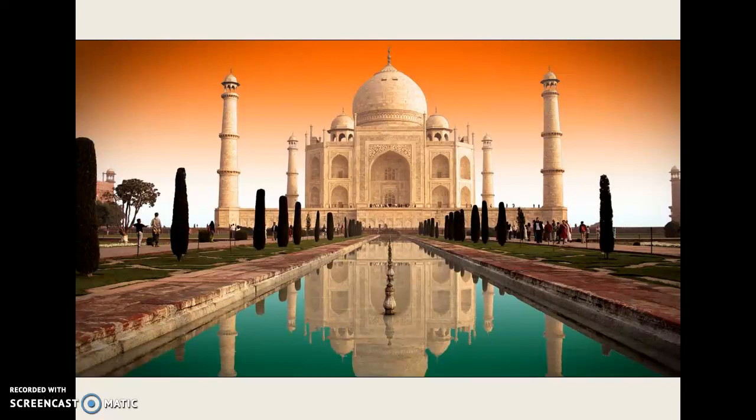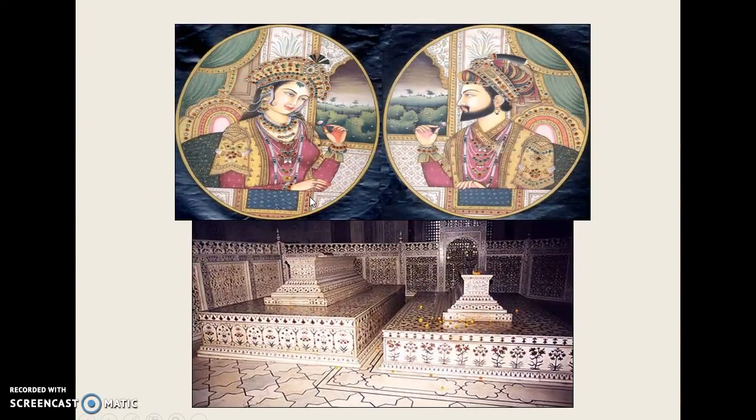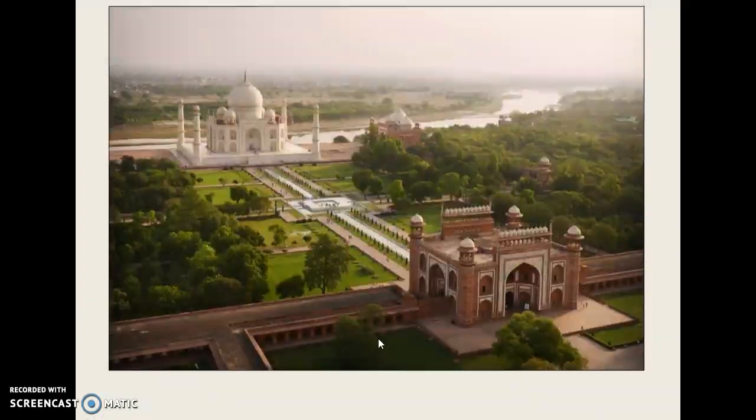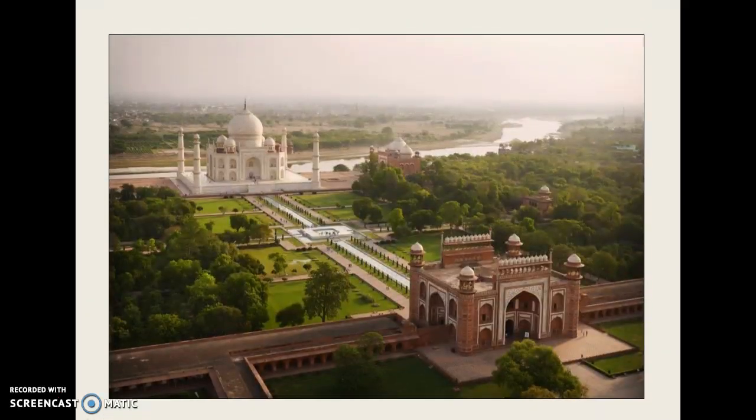But you can see the minarets here, the calling towers, lots of Muslim design with intricate details in the tile work. Here's Shah Jahan and Mumtaz Mahal. Here are their tombs inside. And here it is from a different angle.